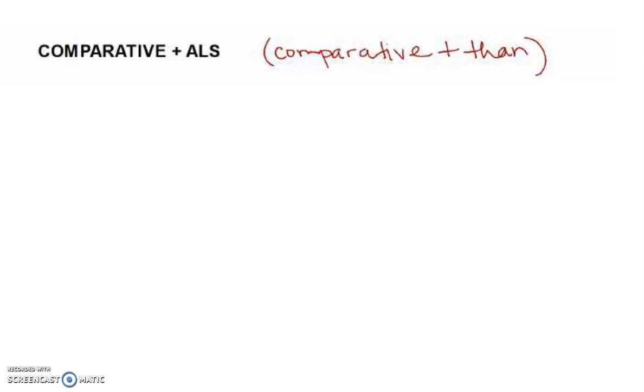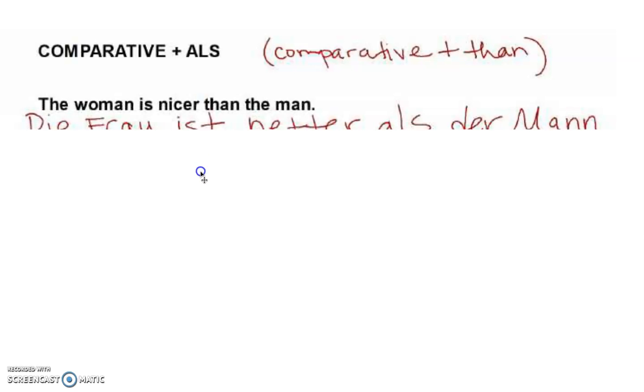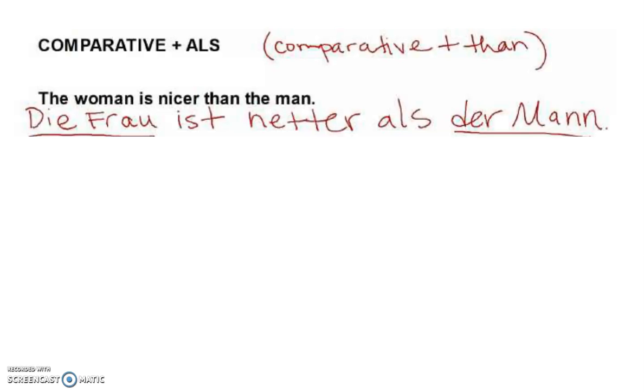Our first phrase is using the word than with a comparative form. So if we want to say something like the woman is nicer than the man, we would say die Frau ist netter als der Mann. Notice that the two things that I'm comparing are both in the nominative case there, die Frau and der Mann.